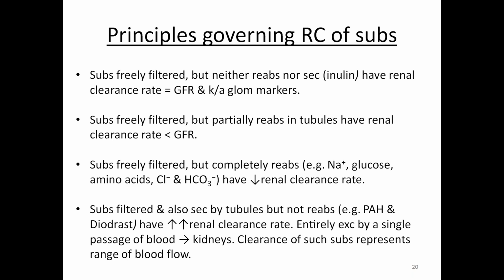And then there are substances which are filtered and also secreted by tubules but not absorbed. For example, para-amino hippuric acid, and diodrast, they would have an increased renal clearance rate than your GFR. So they are entirely excreted by a single passage of blood into the kidneys, and clearance of such substances represents the rate of blood flow.